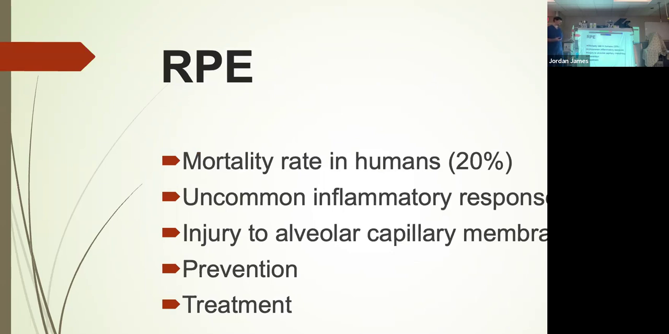So re-expansion pulmonary edema has a mortality rate in humans of about 20%, so it's a pretty serious complication. It's an uncommon inflammatory response to where once you start really perfusing those lung lobes that have been compressed for who knows how long, probably an extended period of time, it can create injury to that capillary membrane, which causes really severe pulmonary edema. If it does happen, it's just supportive care in terms of treatment. Some of these patients need mechanical ventilation if it's severe enough. So our best case is to try to prevent it, and that's mainly having to do with positive pressure ventilation when we're in surgery, especially for these more chronic cases. So we just want to be careful so we don't run into this complication.